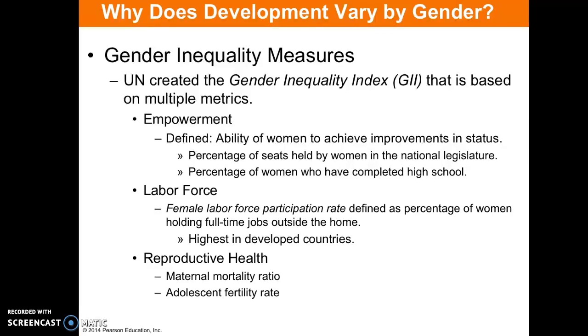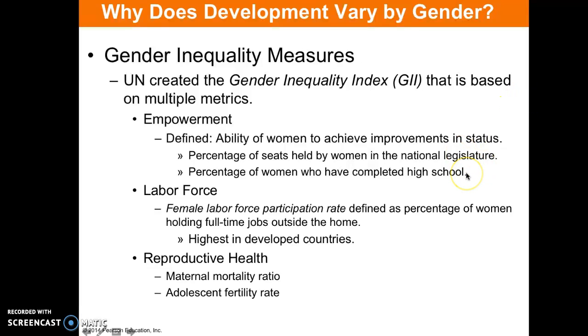And the last measurement is reproductive health. So we look at the maternal mortality ratio, so how many women die in childbirth, and we also look at the adolescent fertility rate. So how many people are getting pregnant in their teenage years.